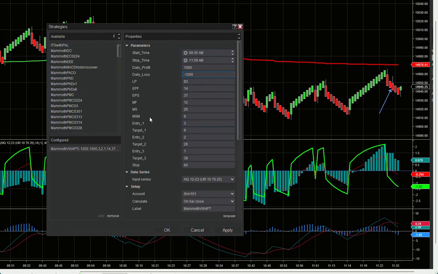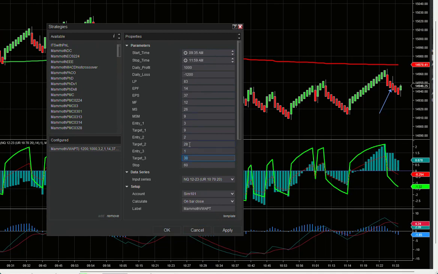Okay, so we look at, this is the linear regression. This is the EMA and EMA. That's the MACD: fast, slow, and then smooth. Now the entry right here, the first entry is 3 contracts. You target 9 ticks, and the second entry, you have 2 contracts, and I target 28 ticks. Third entry, I have 1 contract, and I target 38 ticks.